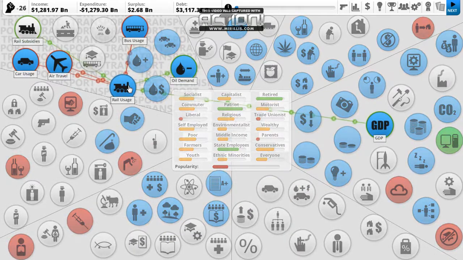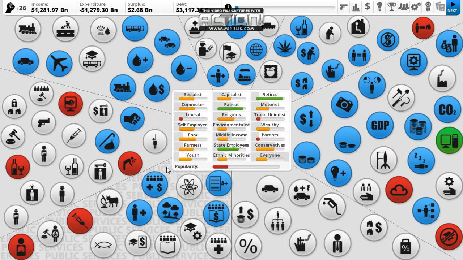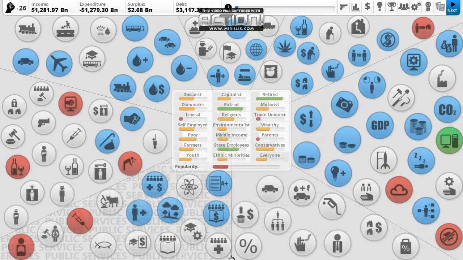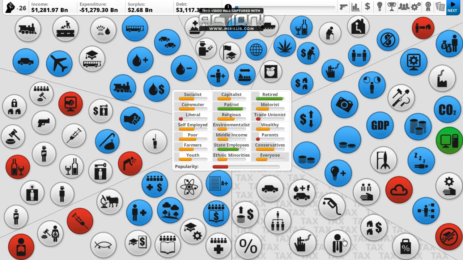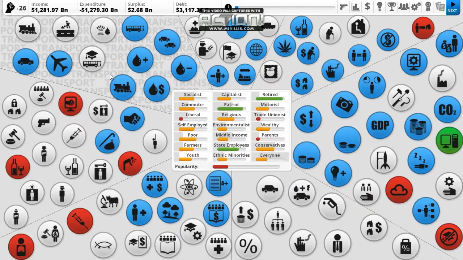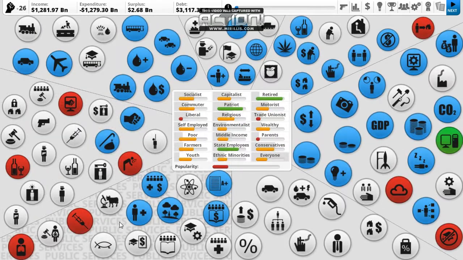This is train usage. And then, as I said, the white things represent policies. So science funding is a policy, and the corporate tax level is a policy that I can change. And I can change rail subsidies. So these are all the sorts of things that politicians can actually do, concrete changes that they can put in place to try and affect the problems that are going on.